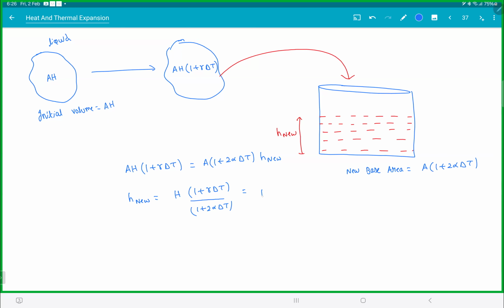Now, if you want, you can do a binomial approximation here. 1 plus gamma delta T, into 1 plus 2 alpha delta T whole power minus 1. This becomes h into 1 plus gamma minus 2 alpha, delta T. So if gamma is equal to 2 alpha, the height does not change. Anusha, you got that? Do have a look at this. This is the actual height, the actual height as seen from the ground.